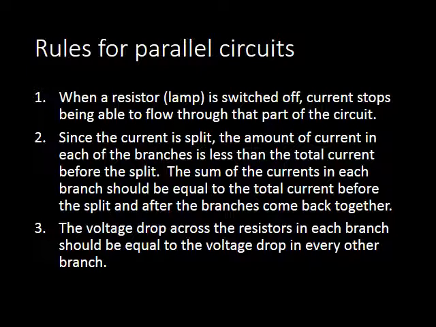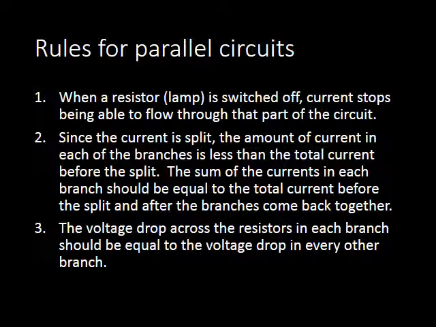Now, since the current splits, the amount of current in each of the branches is less than the total current before the split. And that makes sense. If you think about the river, you have all of this water coming down. It splits off. Half of it goes to the left, half of it goes to the right. But the total amount of water is still the same. It's just that there is less of it in each side. And when the river comes back together, that amount of water is going to be the same as it was before.